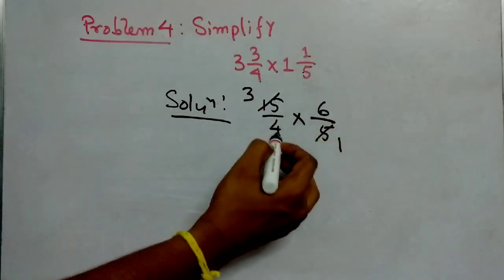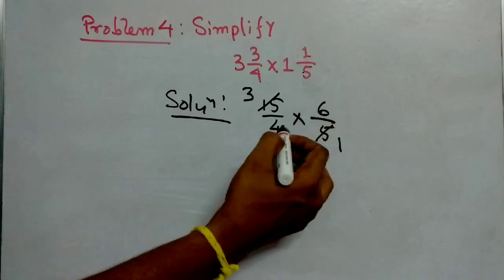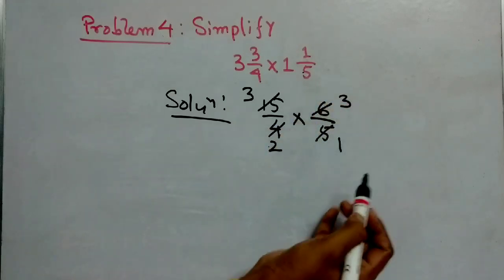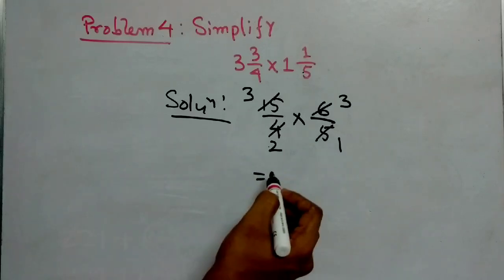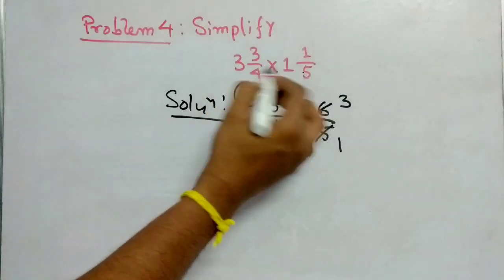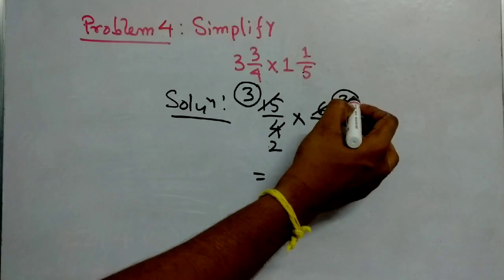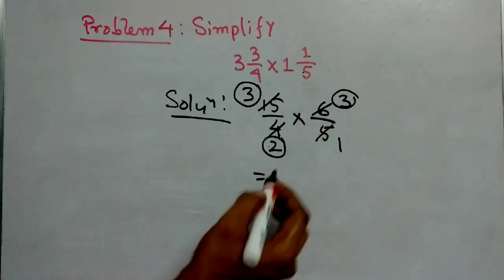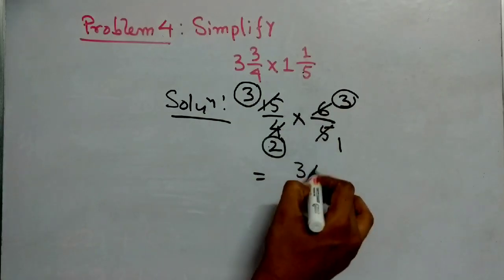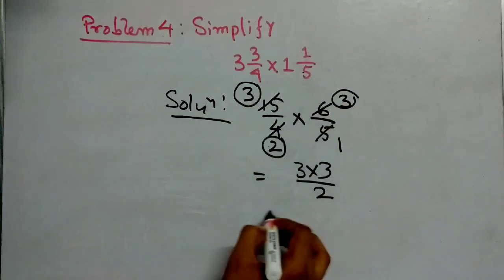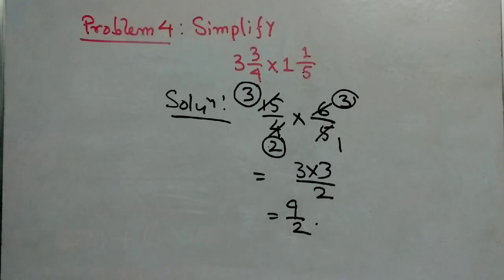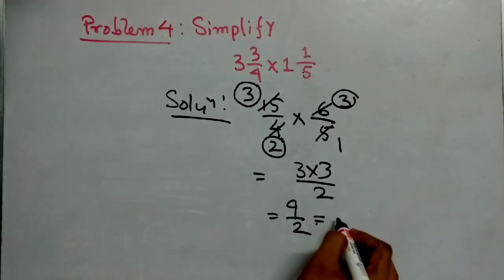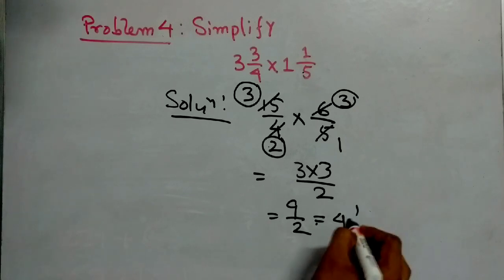At 6 and 4, we can divide 6 and 4 by 2. So 2 twos are 4, 2 threes are 6. So this is equals to, so see, this 3 is left in the numerator, this 3 is left in the numerator, and this 2 is left in the denominator. So we cannot proceed more. That is why 3 into 3 divided by 2, it is 9 by 2 is the answer. So we can convert it into a mixed fraction, that is, 4 whole 1 by 2.